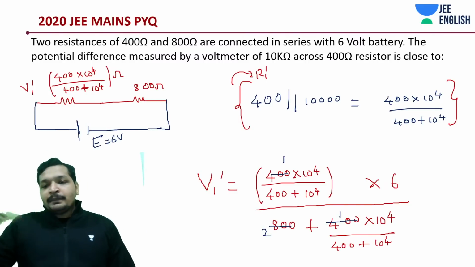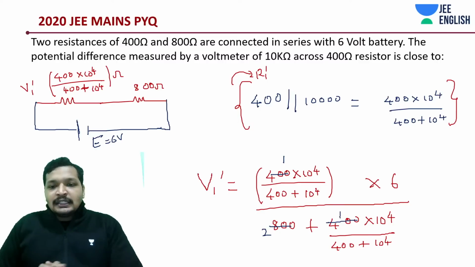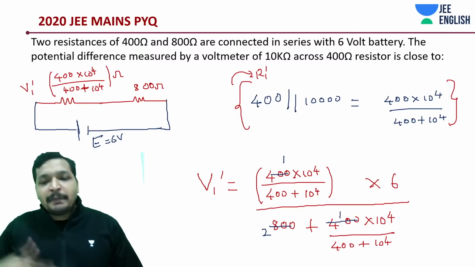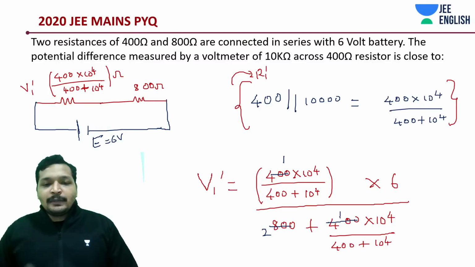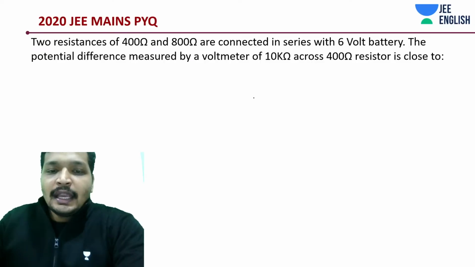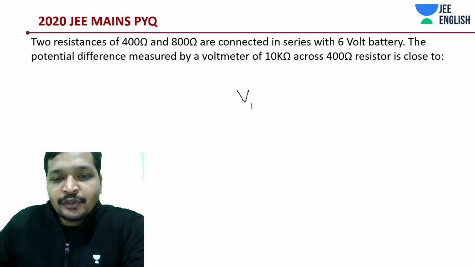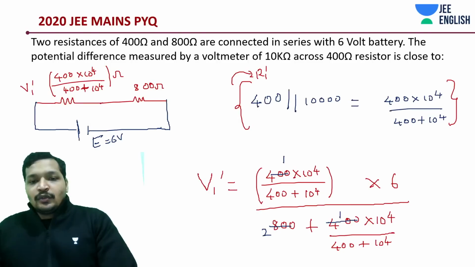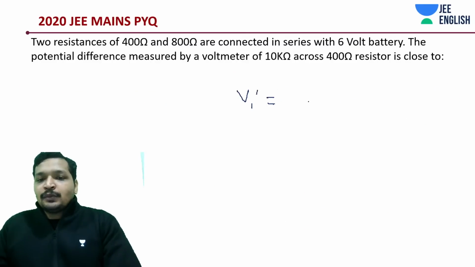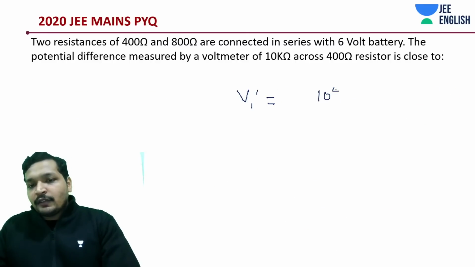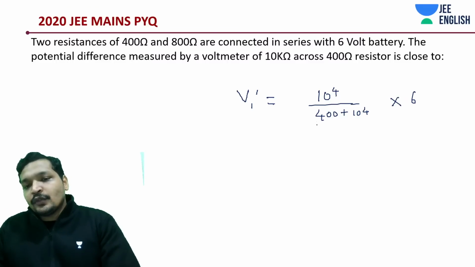So you have 1 on the top. There is a 6. You keep that 6 aside. Then you have 2. And then you have plus, like 400 into 10 to the power 4 divided by 400 plus 10 to the power. Okay. Anytime you get the calculation, you can do this. Now, what we are going to do is, this is 10 to the power 4. And we have 400 plus 10 to the power 4 into 6.